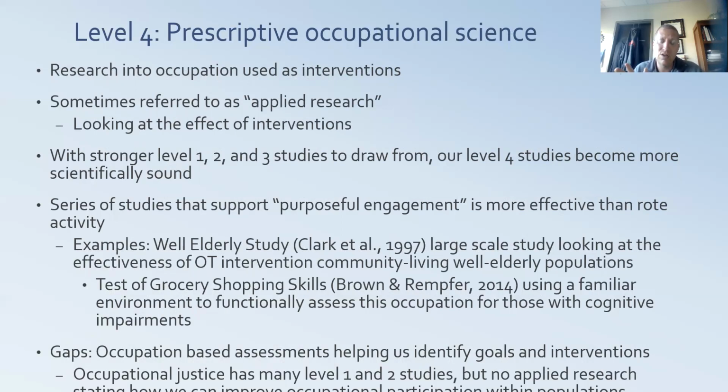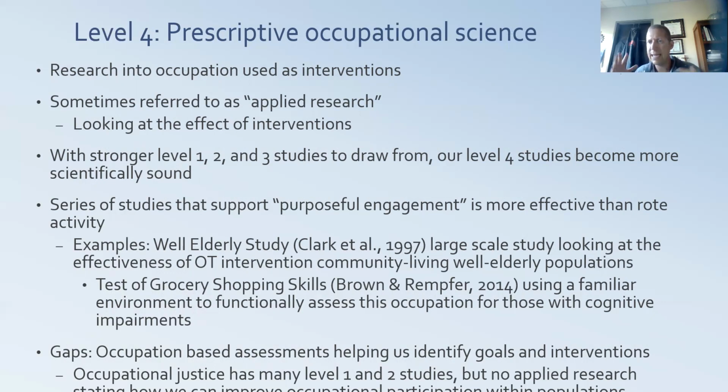Again, Eleanor Clark-Slagle, the big head honcho of occupational science, did this famous study, an elderly study. It was a huge, large-scale study looking at the effectiveness of a very specific OT intervention for community living elderly populations. Okay, and so the elderly study conducted by Florence Clark and her team of colleagues looked at, we want to help the elderly population continue to live and prosper in their community home.